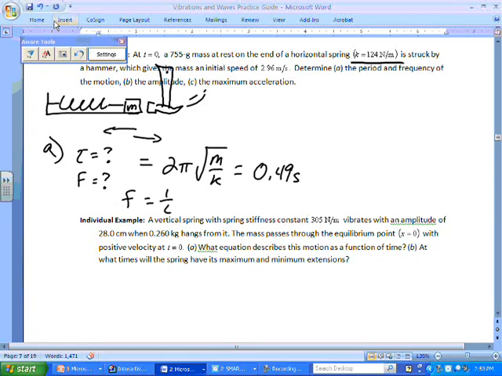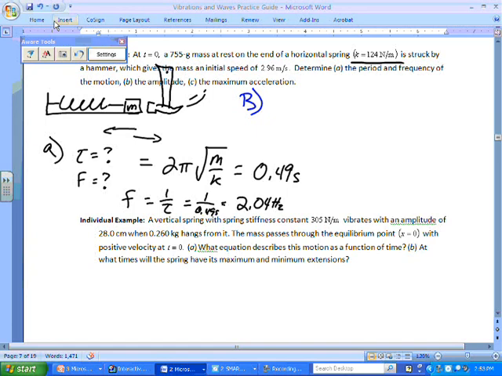Now once you have the period, frequency is just the reciprocal of that. So 1 divided by 0.49 seconds should give you a frequency of about 2.04 hertz, or cycles per second. Now question B, let's switch to the color blue, since they start with the same letter, B in blue. That's why. Question B asks for the amplitude of the oscillation.